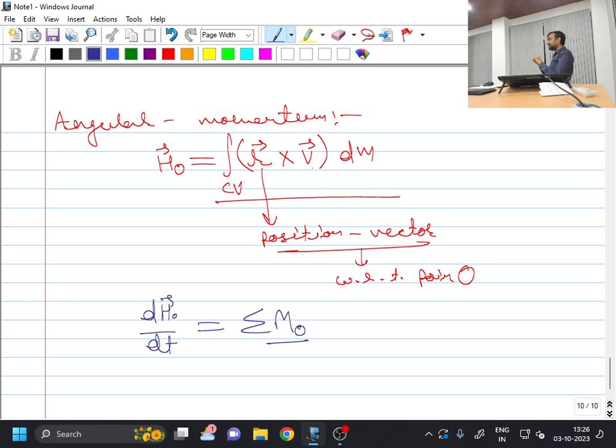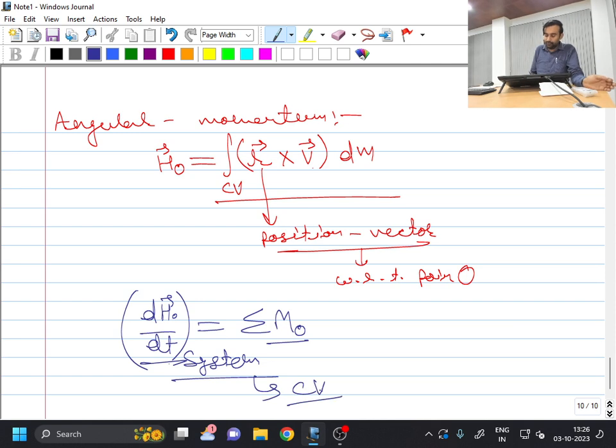So the meaning is, if any forces are acting on the fluid particle about point O, then whatever moments these are causing, the net sum of all these moments must be equal to the rate of change of angular momentum for that particular system. Now this dH/dt is applicable for a system. But ultimately, when I analyze a fluid flow problem, I have to apply it in the form of a control volume.